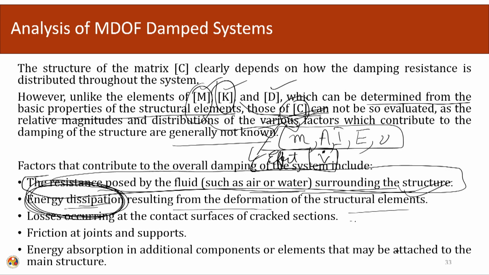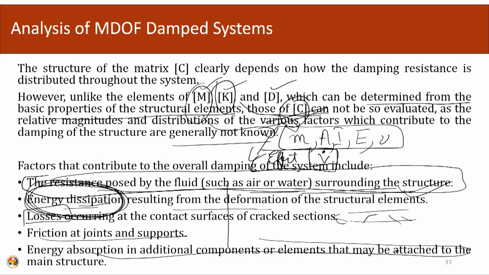So, if the section cracks, let us say in case of RCC beams and columns, there will be a cracking in the system. So, there will be some losses occurring there. This will contribute to the damping of the system. Then friction and joints at the supports. If there is friction at joints and supports, this will contribute to the overall damping in the system. Any other energy absorption that might be attached to the main structure.